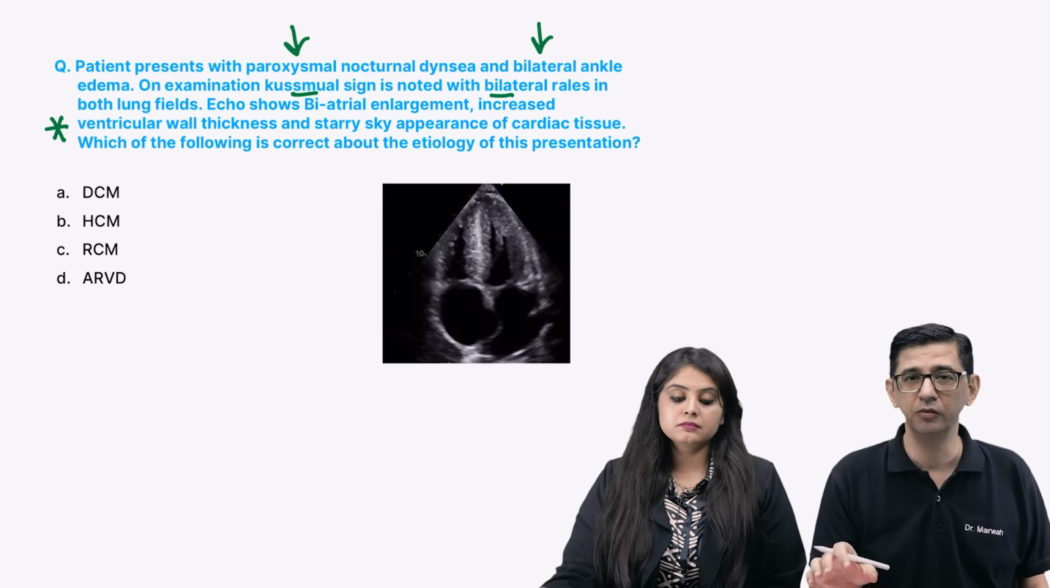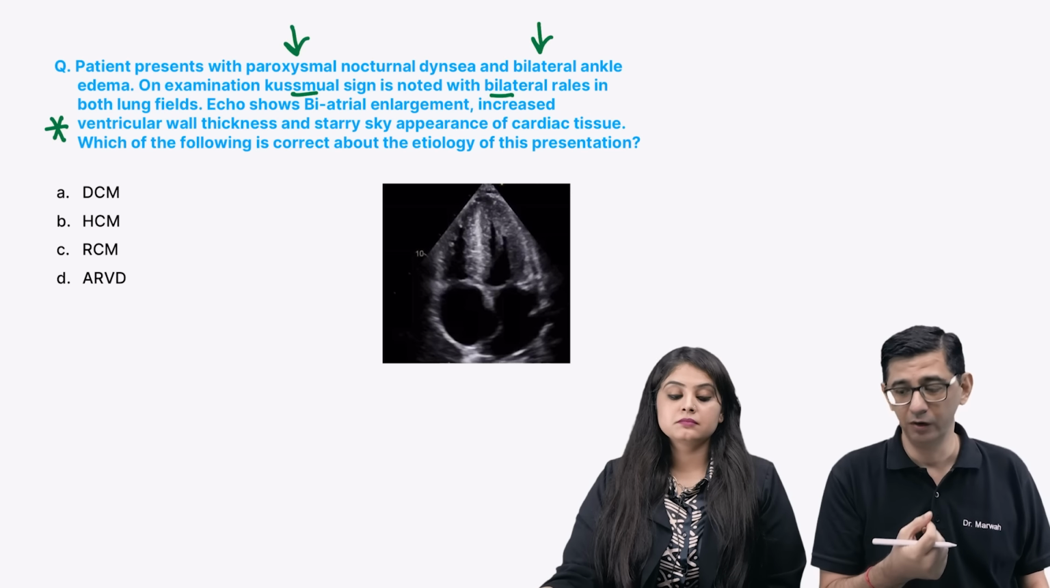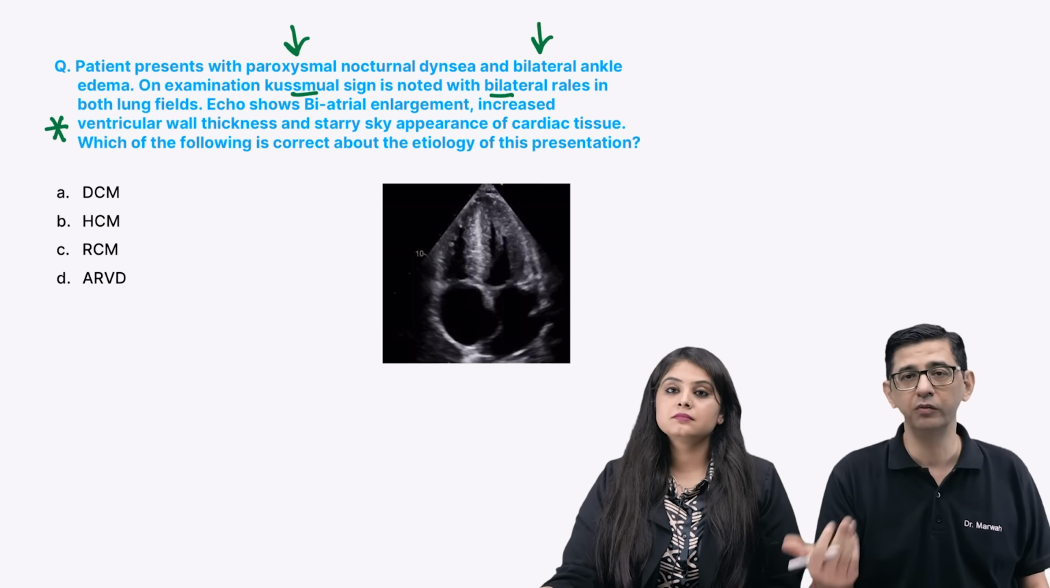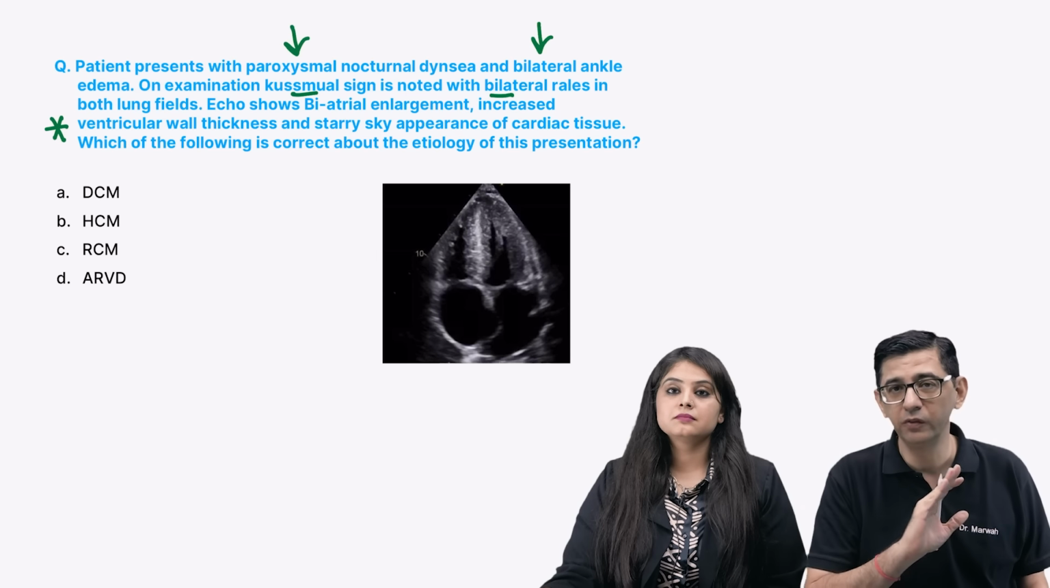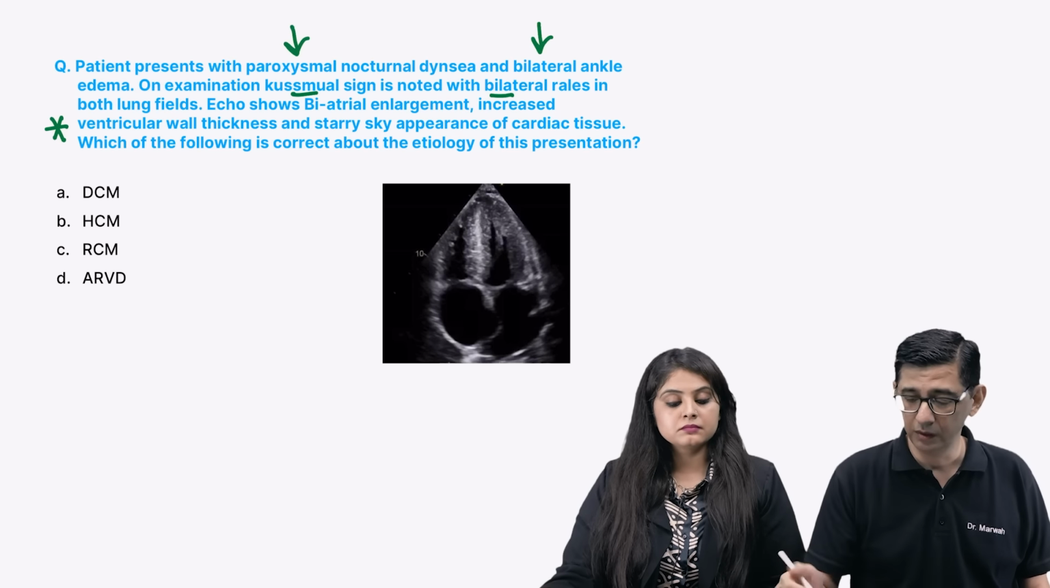So this can be a confounding factor in MCQs that can result in an error of judgment, in the sense that when you read the words increased thickness of the ventricular wall, the examiner is trying to misguide you into thinking in terms of hypertrophic cardiomyopathy. And then I think you all love reading this word, starry sky appearance.